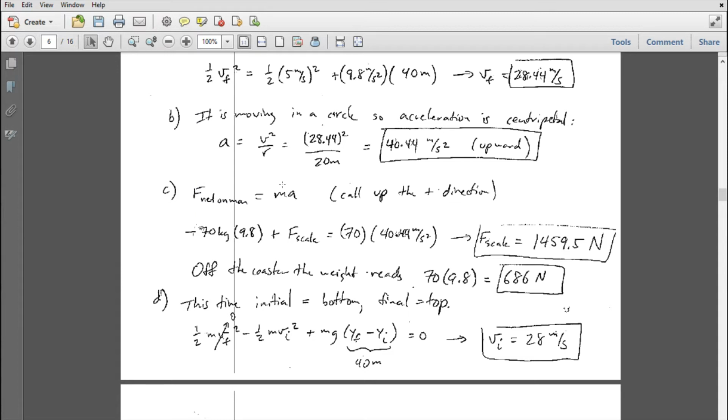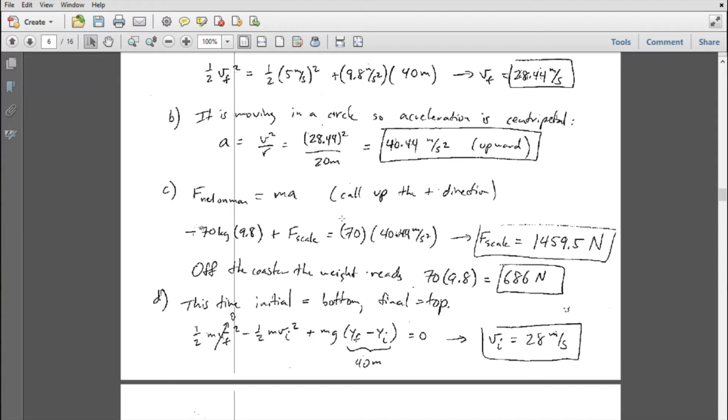So in 4C, while he's moving on the roller coaster passing the bottom, we're going to do radial components. We'll call up the plus x direction at the bottom of the loop. So F net radial equals m a radial. Let's fill that in. If we call upward plus, the weight force, the Earth is pulling down on the man, so that's a negative weight force. And the scale is pushing up on the man, so it comes in with a plus sign. Okay, that's the net force along the vertical direction.